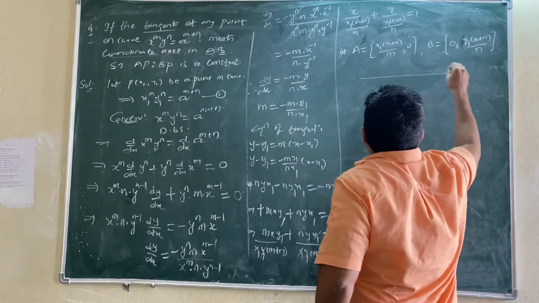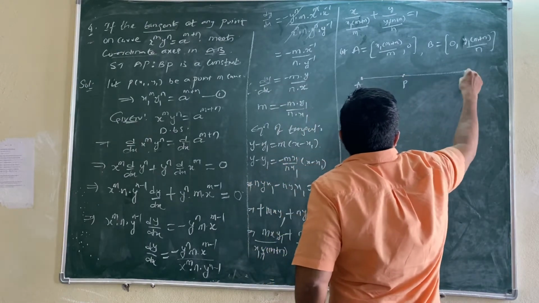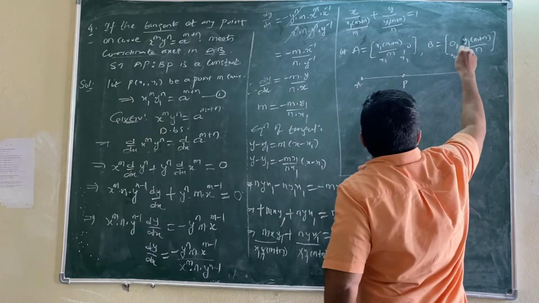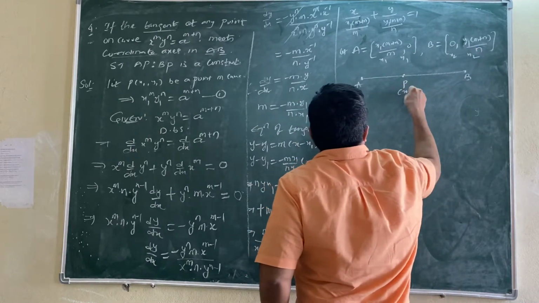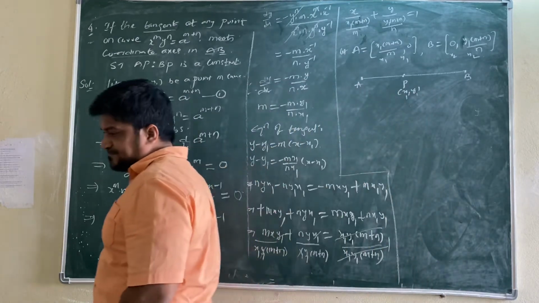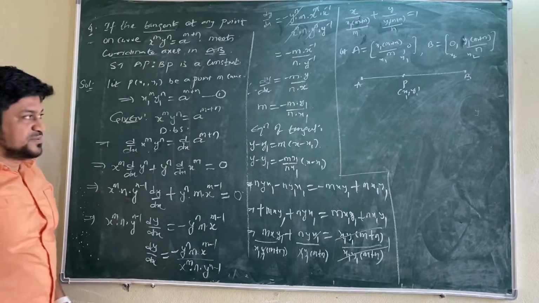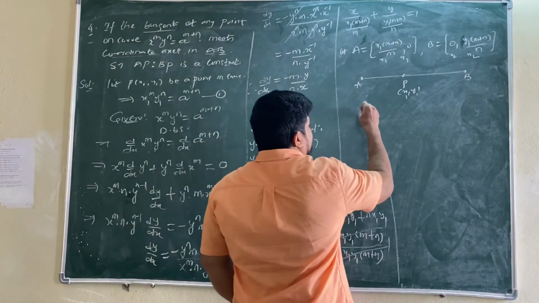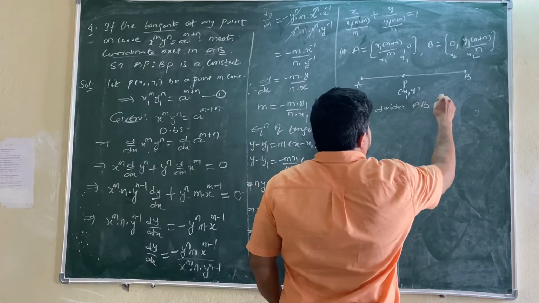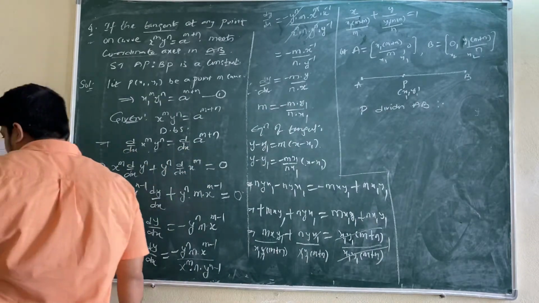suppose a line is there. A, P, B. A is this one, (x1, y1). B is (x2, y2). P is also (x1, y1). Okay. We need AP is to PB. P divides AB in the ratio. You can remember the formula.